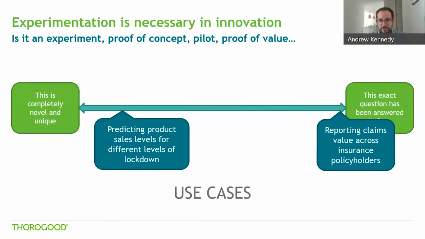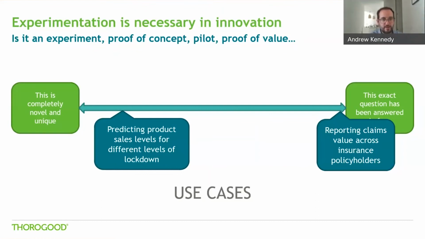Then we have experimentation on use cases themselves. So a really common example of that would be reporting claims value across insurance policyholders. So on use cases, for example, taking a different segment, a different sector, reporting claims value across insurance policyholders is something that's really commonly done. Again, we've probably done that in our organization before, so we know exactly how that works. And that use case doesn't need any experimentation because we know already what we're going to do. It's going to deliver value because it's already done that.